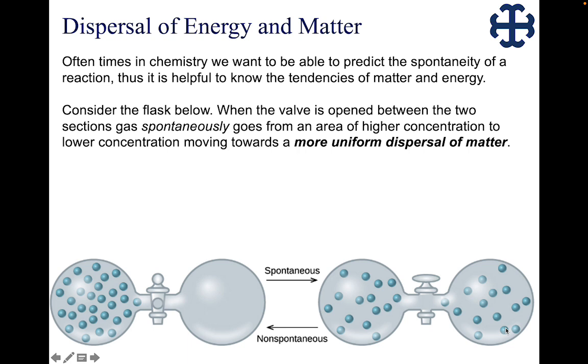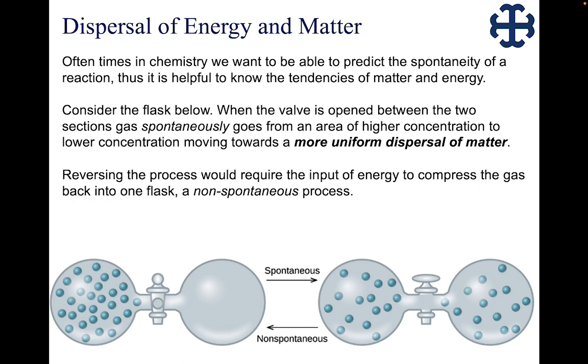And so the way we would use fancier words to describe that is we would say that the matter moves towards a more uniform dispersal, meaning that we don't want one side with nothing and one side with a lot. We want both sides with essentially an equal amount, or a uniform dispersal of matter. If we wanted to reverse this process, we would of course have to put energy in to recompress the gas back into one flask, and because we were putting energy back in, that would be a non-spontaneous process.